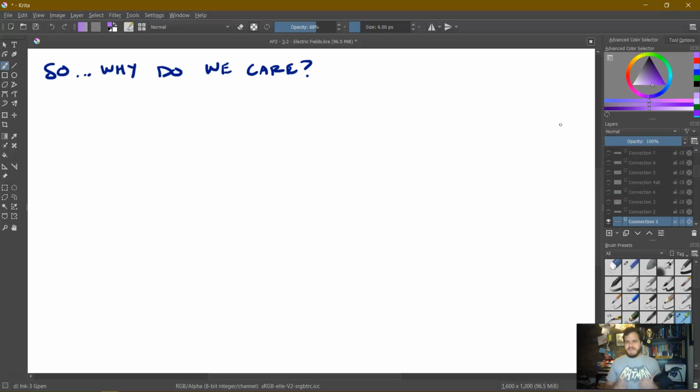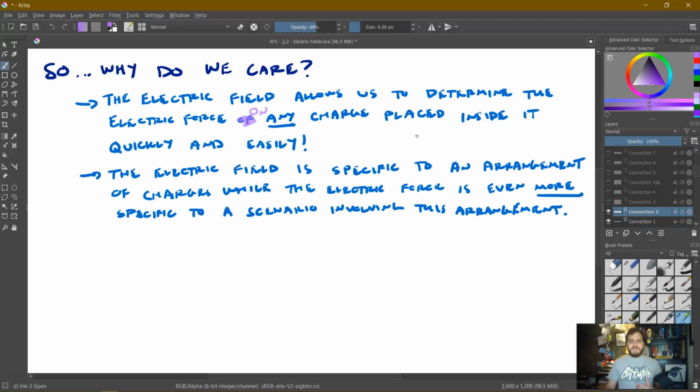At this point, it's safe to say that you might be asking the question, okay, we've calculated electric field a few times, that's all well and good. Why do we care? I think it's a pretty good question to ask, is what exactly is the point of this? Well, one, electric fields are more fundamental than electric forces because the fields are generated by a single object while the forces are the interaction between two objects. But more importantly, the electric field allows us to determine the electric force on any charge placed inside the field quickly and easily.